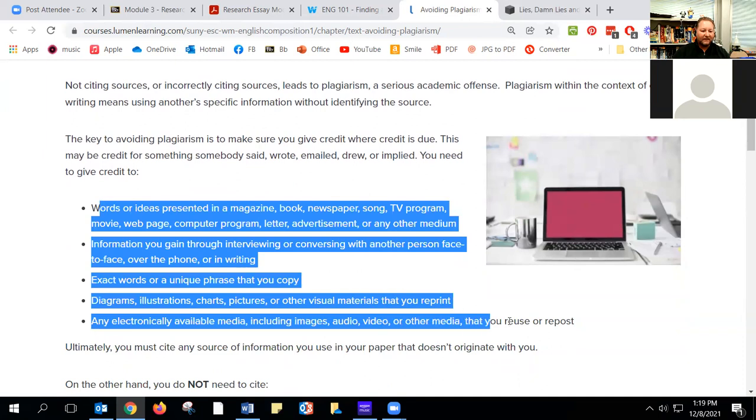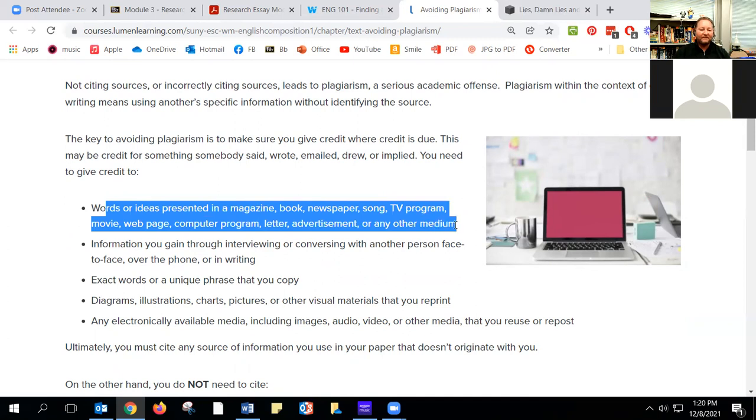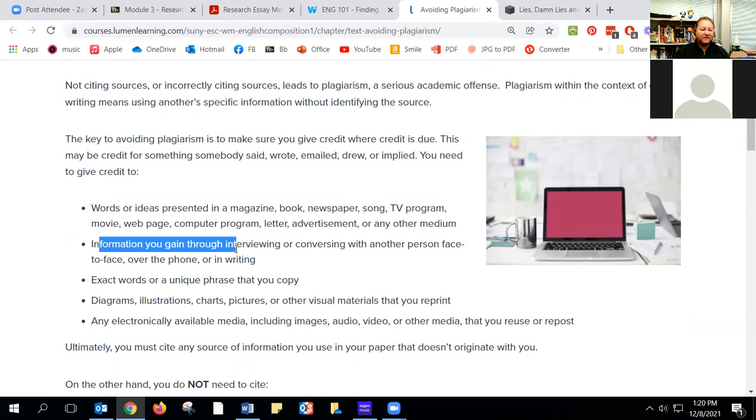But some things are a little tricky, so look at these ones. If you have words or ideas that are presented in a magazine, a book, a newspaper, a song, a TV program, a movie, a web page, computer program, a letter, an advertisement, anything that didn't come from your own brain, for the most part you would have to cite that. If you gain information through interviewing or conversing with another person, face-to-face, over the phone, through email, through Zoom, or in writing, you would have to cite that information. Say who said this, if it was an interview, and all that.